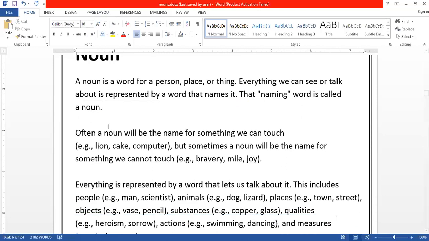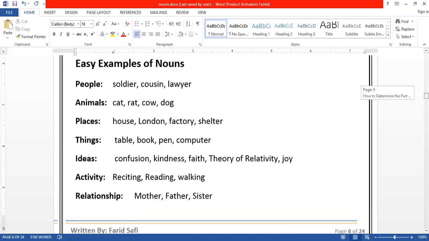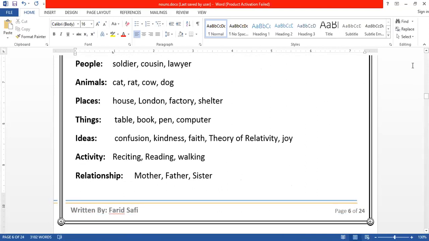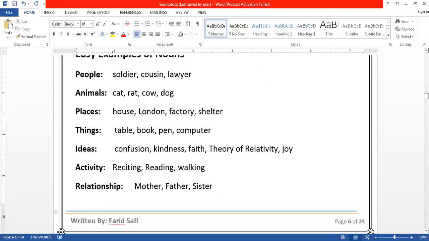And if a noun is a single word or a group of words, what does it modify? It modifies the following things. Number 1, a noun talks about people. It can be the name of people. Like, for example, soldier. So what is soldier? Soldier is a noun. Cousin is a noun. Lawyer is a noun.